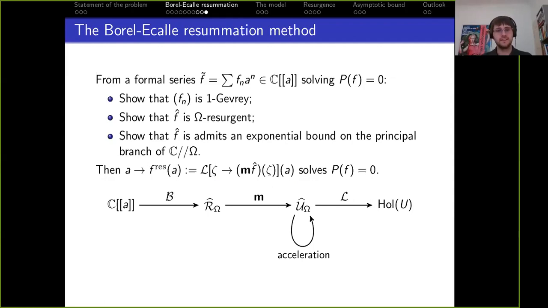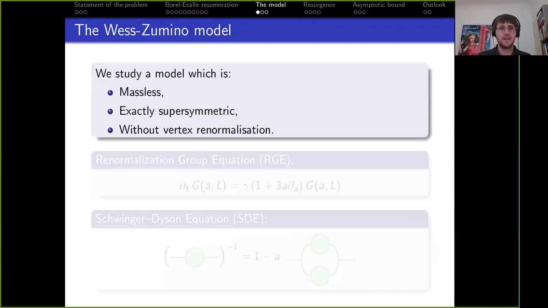But if you manage to do that, then Borel-Ecalle tells you for free that you have a solution, which is a real function, that solves your initial problem, and which is given by the Laplace transform of the averaged Borel transform. So the big question is, can we do that? Because that's a method. It has been used for some mathematical problems, but can we use it on physical problems? Of course, I will try to convince you that yes, we can, at least in a nice quantum field theory model. And this nice quantum field theory model is a Wess-Zumino model.